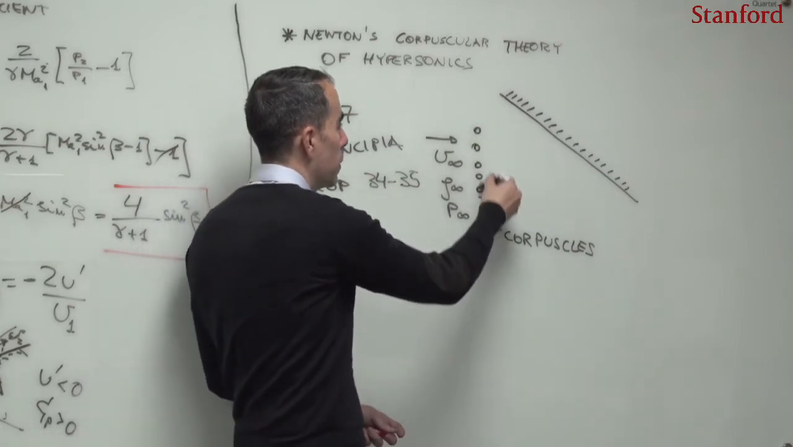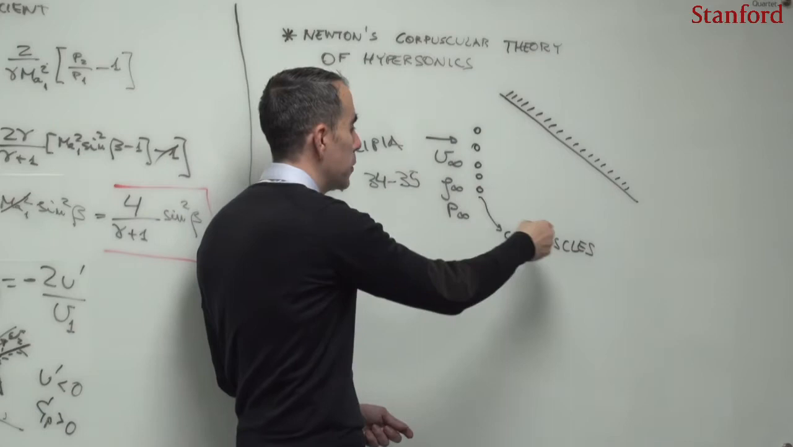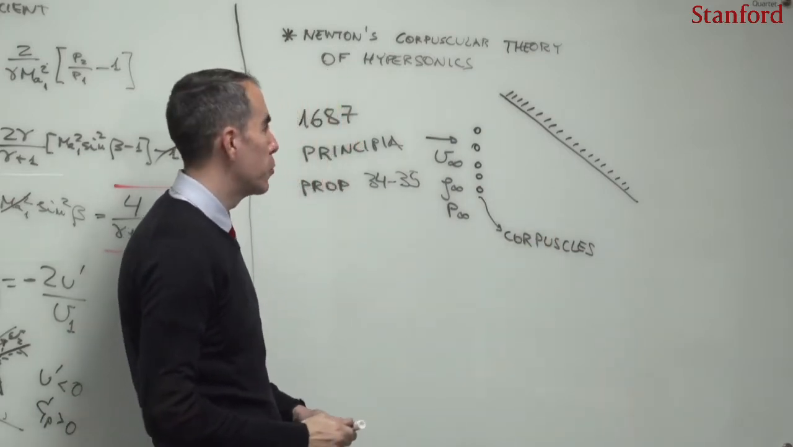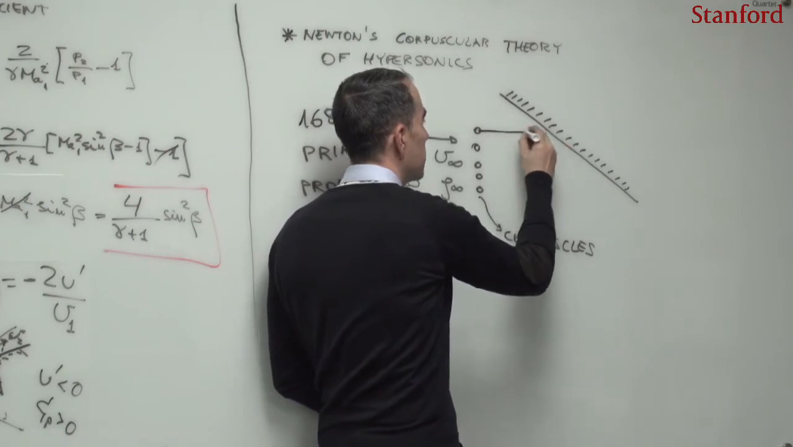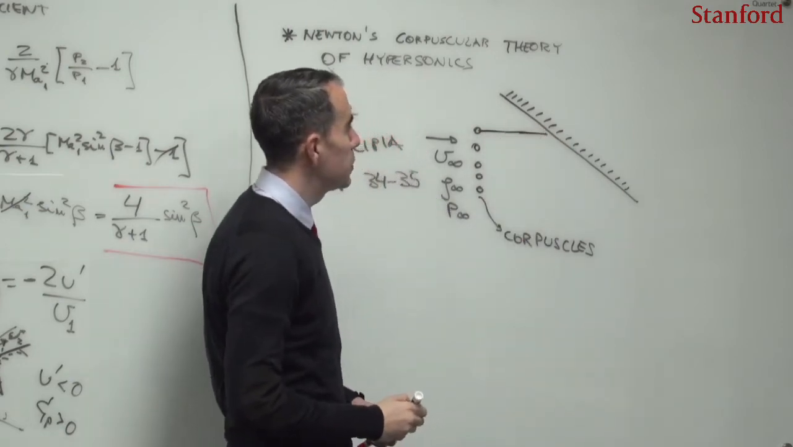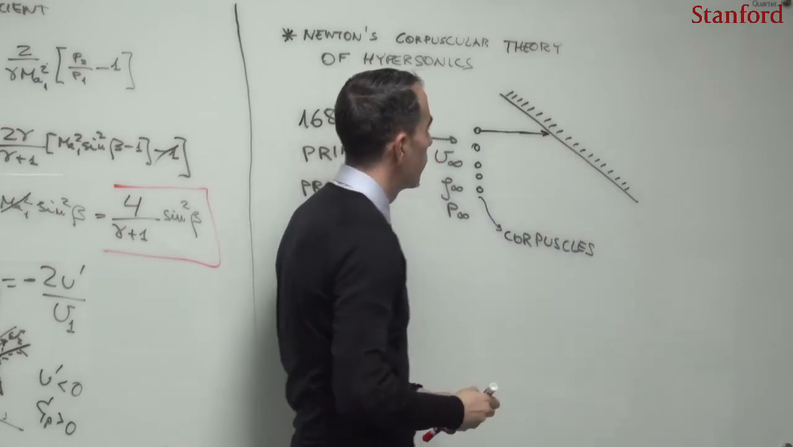Of course, Newton envisioned that there were no cross interactions between these corpuscles, right? So they would just approach the surface ballistically. For instance, this one would approach the surface ballistically, and then it would collide with the surface.